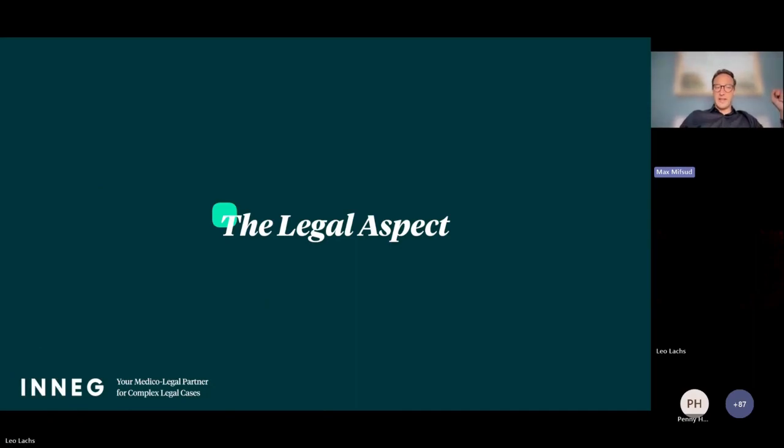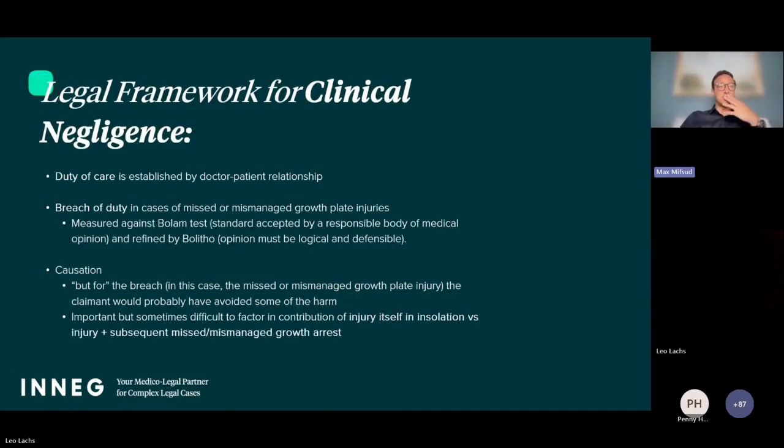Okay, let's talk briefly about the legal aspect, and then we'll talk about some cases. So when we talk about clinical negligence, obviously the duty of care aspect is established right off the bat by the doctor-patient relationship. There can be a breach of duty either in case of mismanaged growth plate injuries at the start, or more commonly, I suspect, missed injuries.